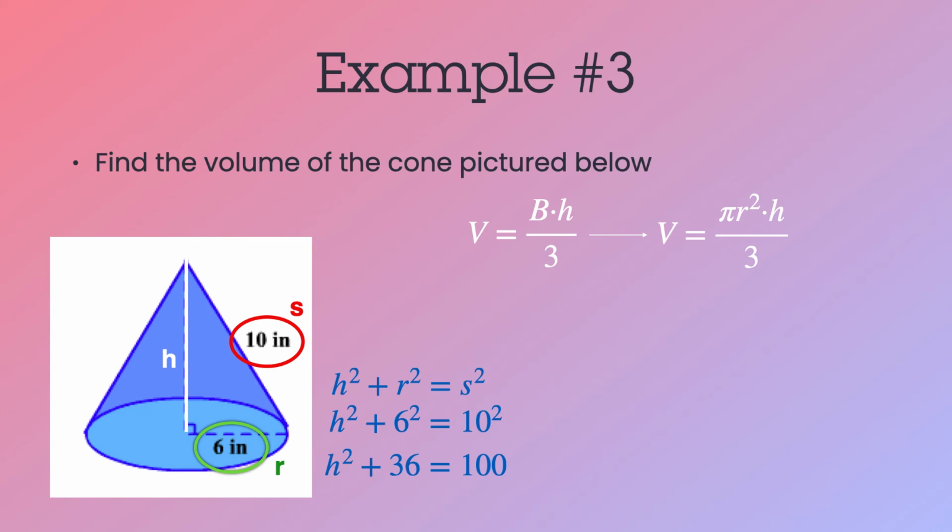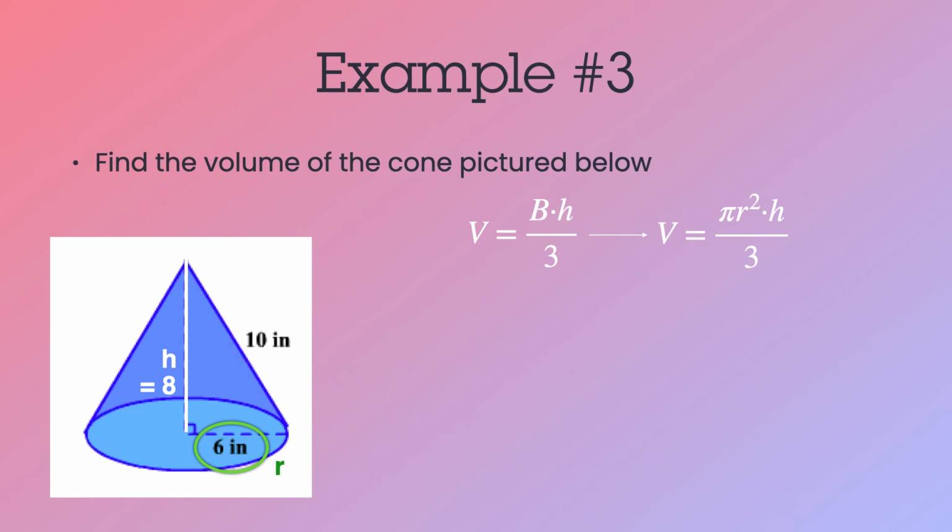If we subtract 36 from both sides, we get h squared equals 64. And then, of course, we don't want h squared. We want the square root of h squared to get back to just regular old h. So h must equal 8. So the height of our cone is 8 now. So we can substitute our numbers into our original volume formula that we're working with. The radius, of course, was 6, and we just solved for h being 8. And we'll start simplifying. 6 squared times 8 is 288. And we'll divide that by 3, so our exact answer would be 96 times pi.